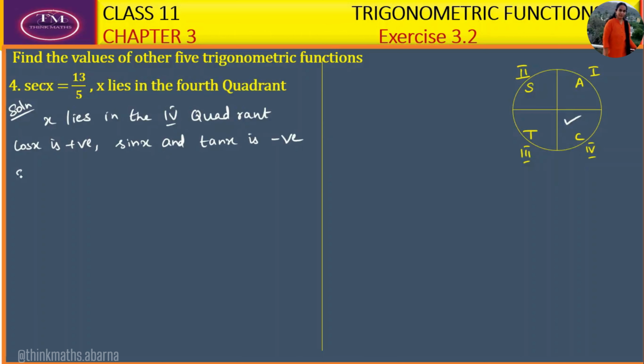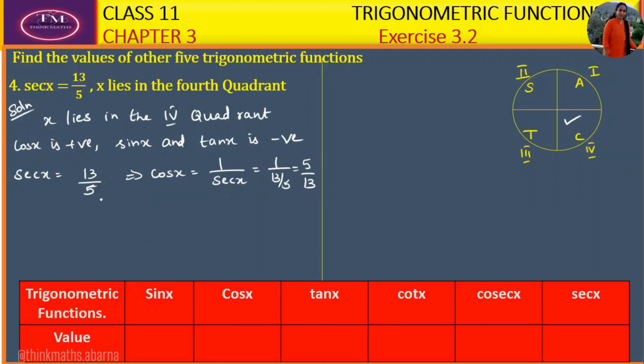So what is given? Secant x equal to 13 by 5. So from this we can find out cos x. What is cos x? It is 1 by secant x. So 1 by 13 by 5 equal to 5 by 13. So we found out cos x from this. So let us fill the table. What is given? Secant x, so secant x is 13 by 5. Cos x is 5 by 13. These two are filled up.